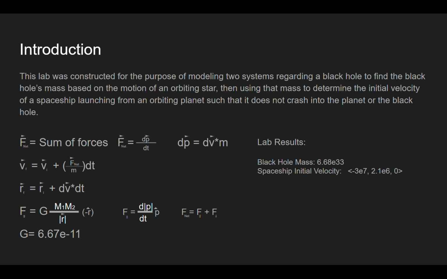As a preview for the results, I calculated the black hole's mass to be 6.68 times 10 to the 33 kilograms, and the spaceship's initial velocity was -3 times 10 to the 7th for the x component, and 2.1 times 10 to the 6th for the y component.